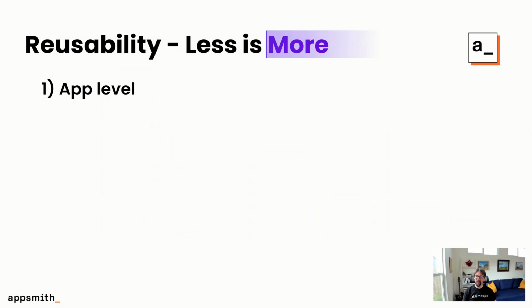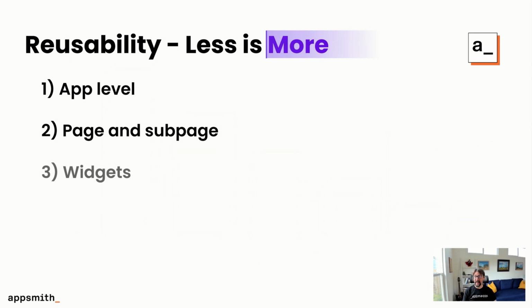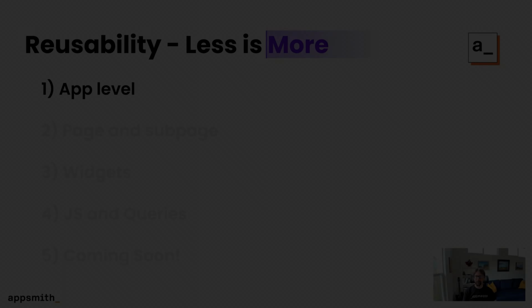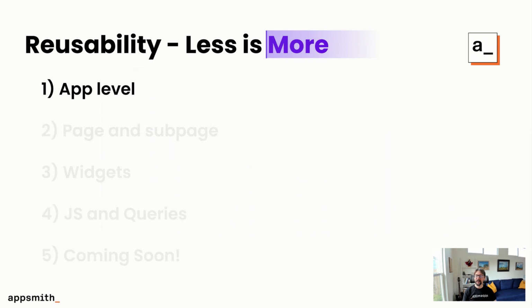As I mentioned, we're going to break this into a few different sections. First, we're going to talk about reusability at the app level. Then we're going to talk about reusability at the page and subpage level. We'll talk about how we can reuse widgets. We'll talk about how we can reuse JS and queries, and some things that are coming up, which you may have heard about, but we'll dig into a little bit more. To start with, let's take a look at app-level reusability.